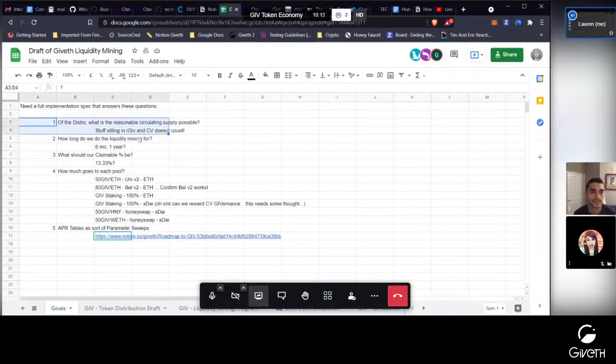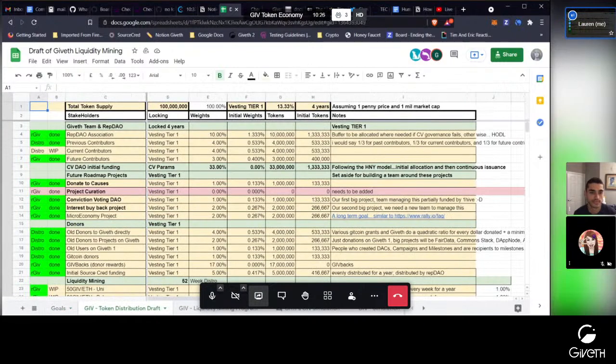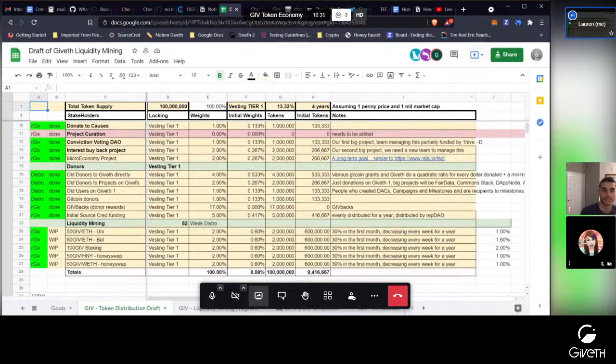We need to figure out how much is actually part of the circulating supply, and we need to do some parameter sweeps on APRs. This first tab is where we can change these numbers. Like, we can say, 52 weeks, let's make it just 6 months. Okay, let's change how much is going to each of these. If we change any of these things, it will affect the rest of the spreadsheet.